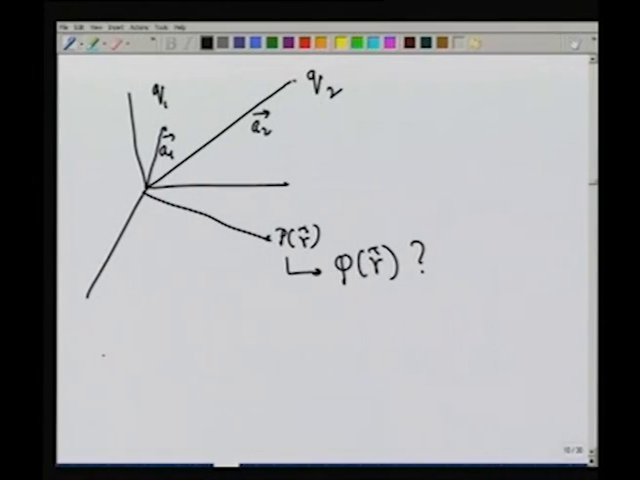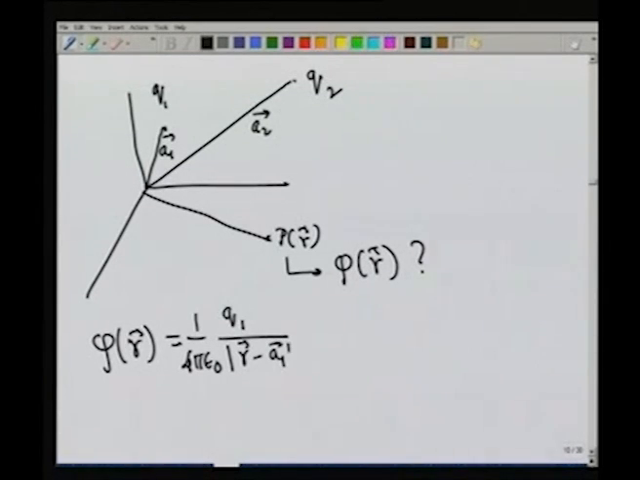So what shall I do? I shall write the solution to be, my phi of r is nothing but, I should not forget my factor 1 over 4 pi epsilon naught, q1 over mod r minus a1. That is what I have in the first situation, plus 1 over 4 pi epsilon naught q2 over mod r minus a2.